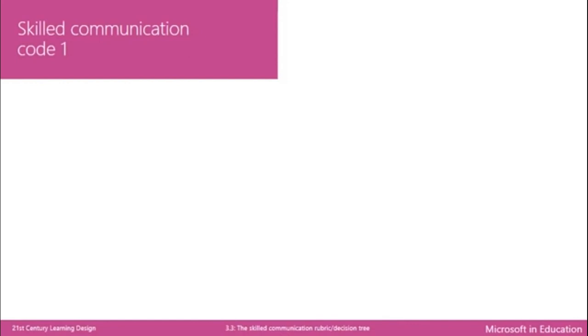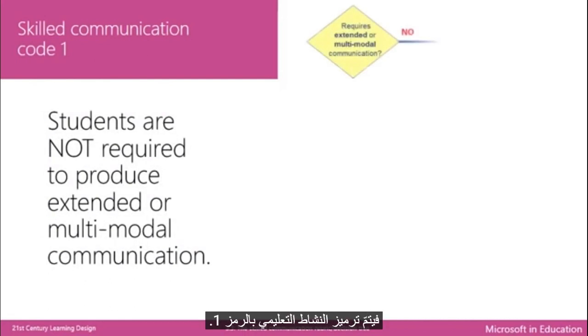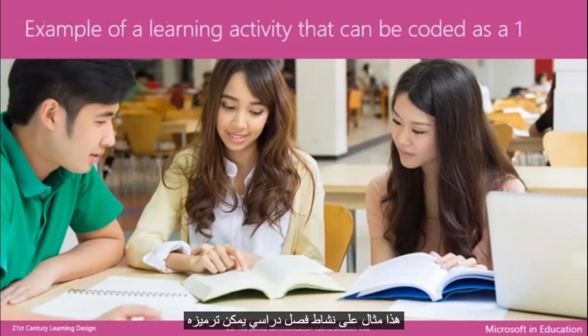So let's look at this skilled communication tree. The first question asks if the activity requires extended or multimodal communication. If the answer to this question is no, and students are not required to produce extended or multimodal communication, then the learning activity is coded as a 1. This is an example of a classroom activity that can be coded as a 1.